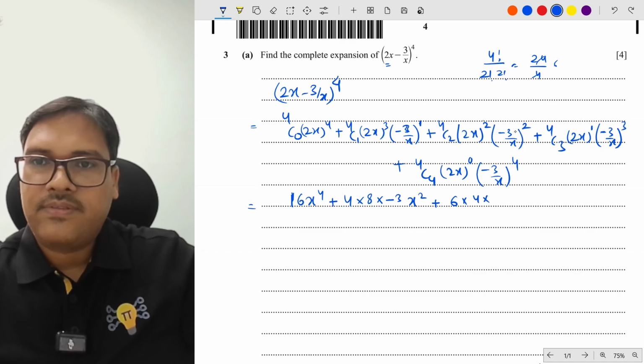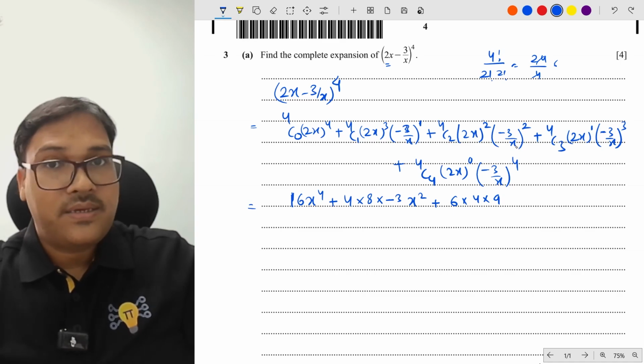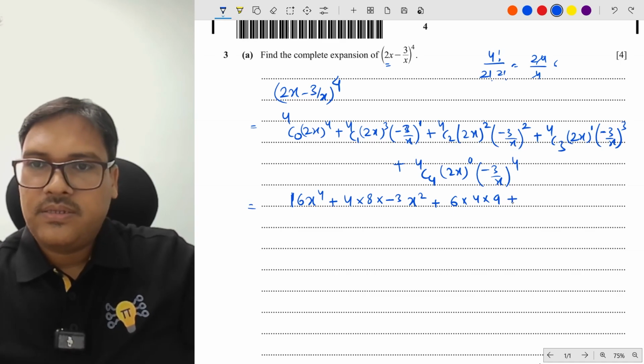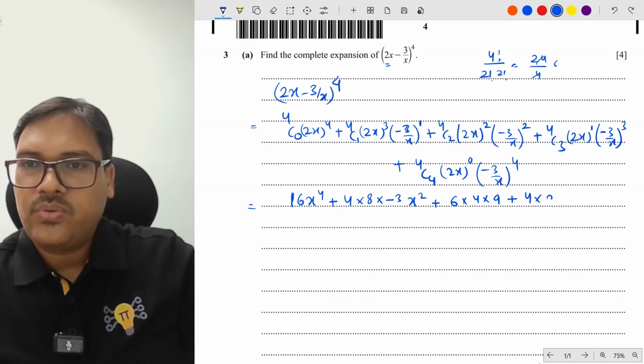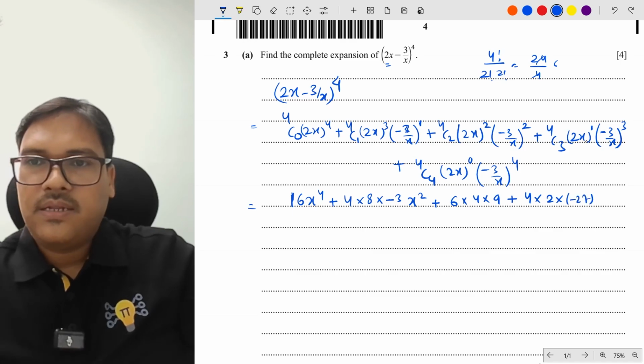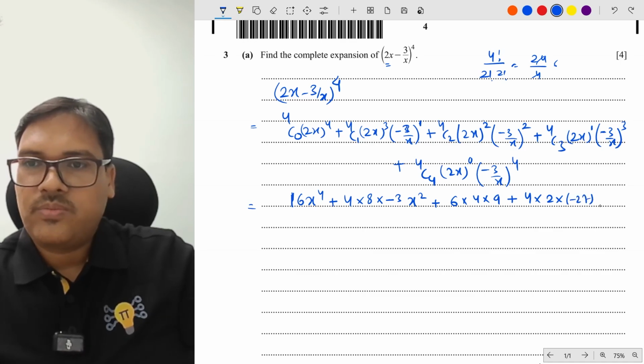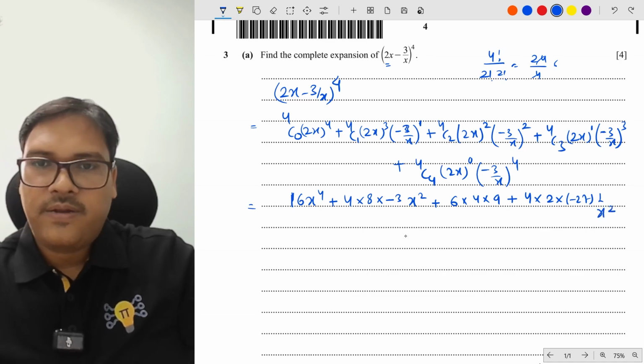This is negative 3 square, which is equal to 9. This x square and x square cancel out. Okay. Then this is 4c3, which is 4. So this is 4 into 2 and negative 27. So this is negative 27, and this is x and x cube. So this will become 1 by x squared.